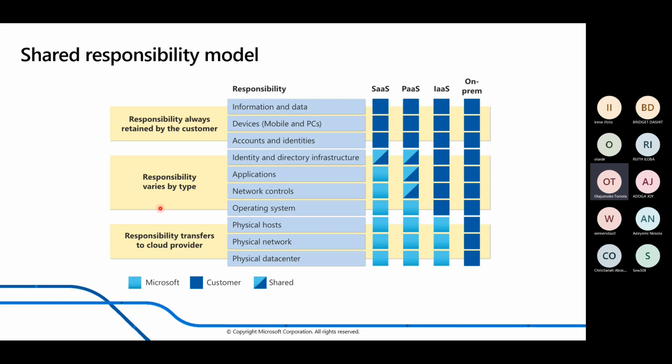the customer. But when it comes to identity, applications, network, and operating system, responsibility varies by the type, because you have it mixed. You can have it purely Microsoft, you can have it purely the customer, or you can have it mixed. But when it comes to the physical host, physical network, and the physical data center, responsibility is transferred to the cloud provider.